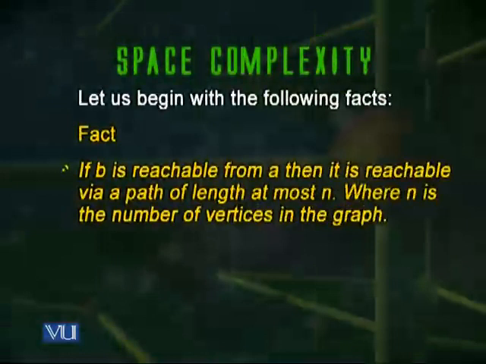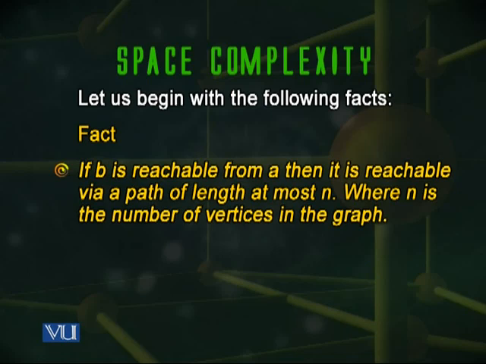Let's look at the second fact. If B is reachable from A, then it is reachable from A via a path of length at most n, where n is the number of vertices in the graph. And this is also a very simple fact. It says that if you're given two vertices and you can go from A to B by taking some number of hops, then you don't need to take more than n hops.